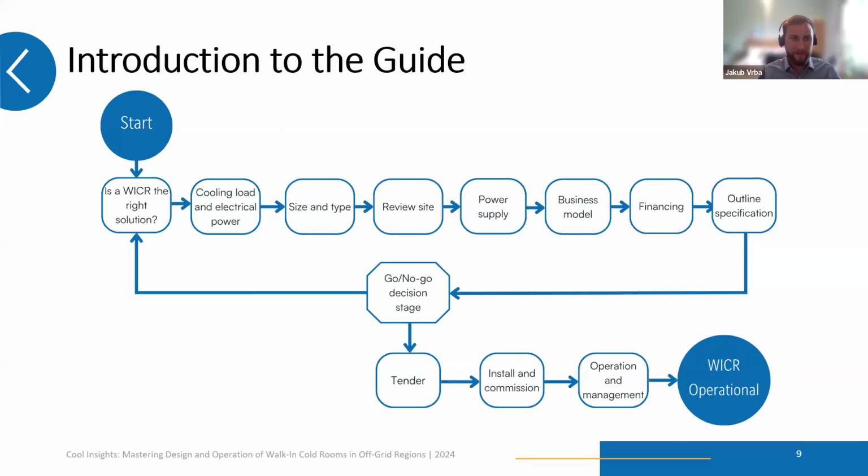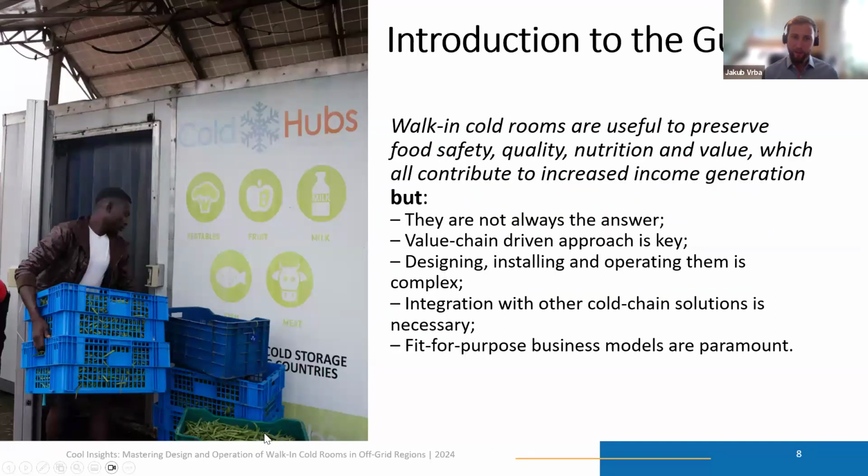Can we go back a slide, please? It is very important to remember that solar-powered walk-in cold rooms are only one part of the cold chain, and are usually located at the first mile to preserve food. So there are subsequent links in the cold chain between the cold room and the end user, and these really have to work to ensure that the food is stored safely, the quality is kept high, and the nutrition and value of the preserved food remain high as well.